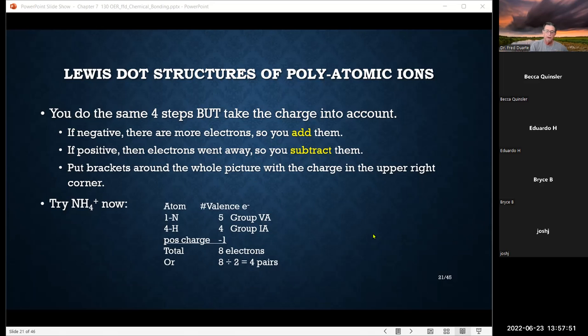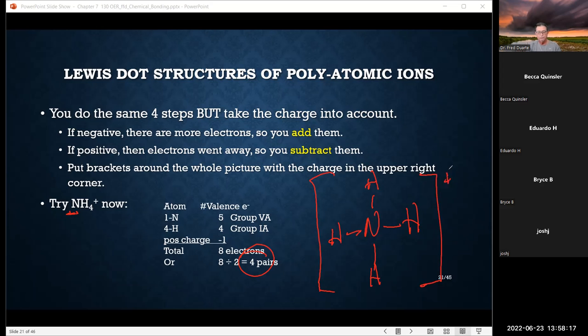Now, nitrogen is the central atom, and we have 4 hydrogens around it, so that takes care of all of that. And because it's a polyatomic ion, we put a bracket around it with the charge on the top right side. Put a bracket, not parentheses, and then the charge on top.